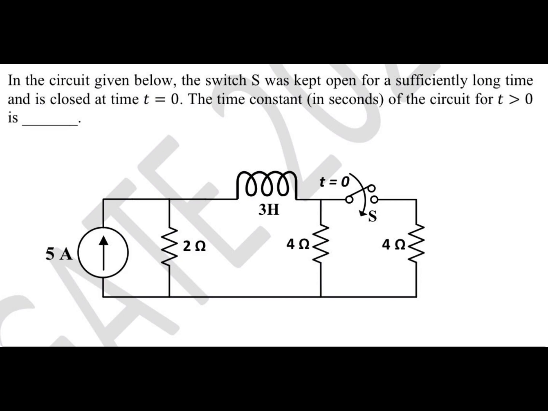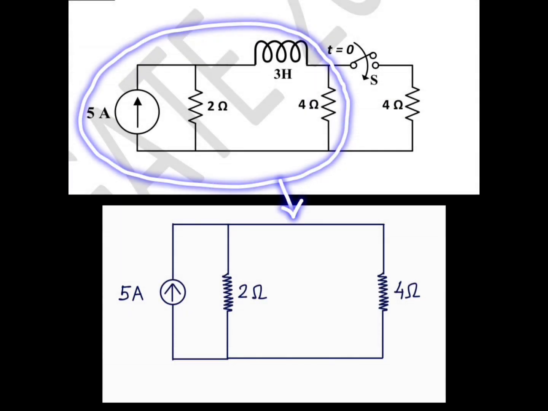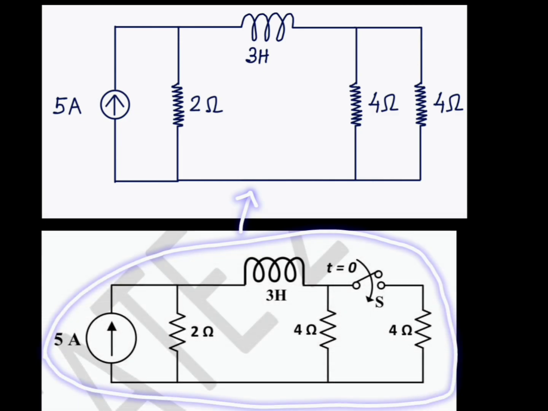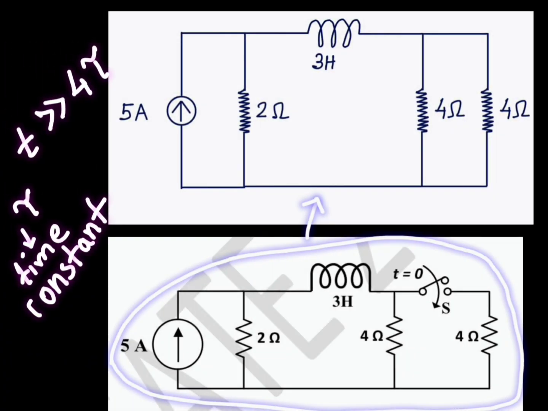Over there, you will find the solution for the time constant and also there will be information about the inductor current. This is the circuit when the switch is opened and the circuit is in steady state and the inductor is shorted. And this one is the circuit when the switch is closed and for time much greater than 4 tau, where tau is the time constant of this circuit, the circuit is in steady state.